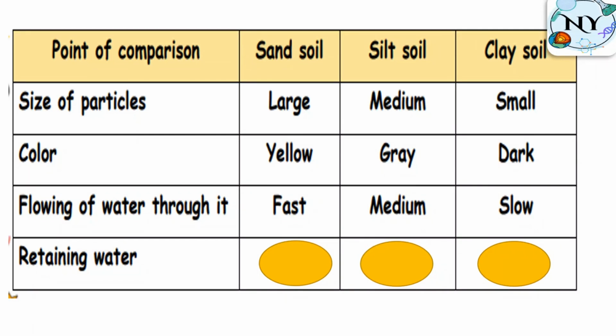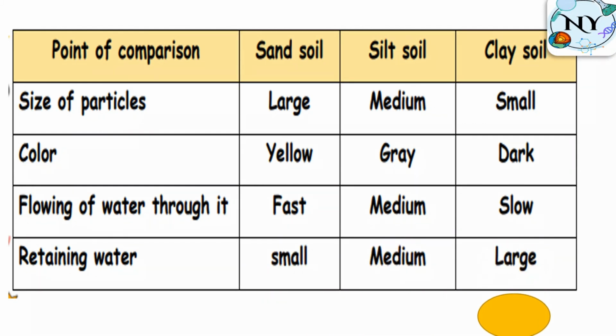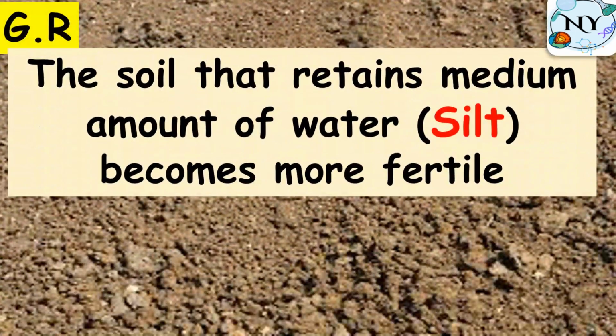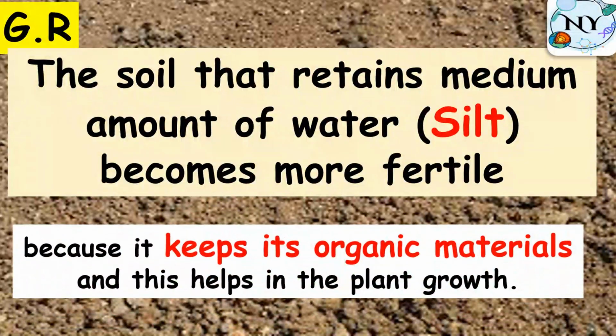طيب retention. Retaining water اللي هي keeping أو storing أو holding water. Sand soil small amount. Silt soil medium. Clay soil large. Okay? Great job. Here. What is that? Give reason. The soil that retains medium amount of water, like silt, becomes more fertile. Why the soil that holds or stores medium amount of water becomes more fertile? Simply because it keeps its organic materials and this helps in the plant growth.